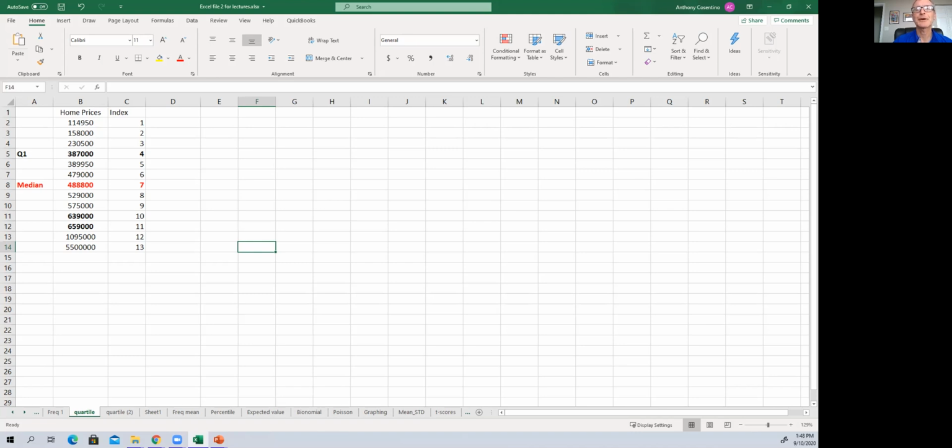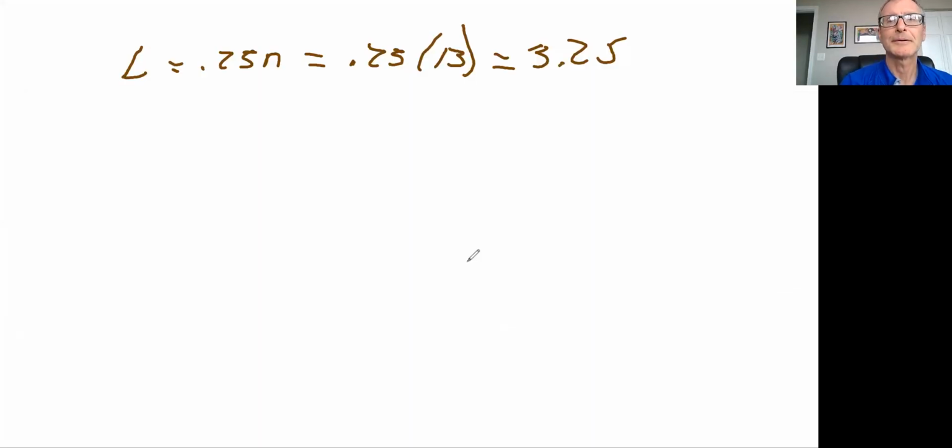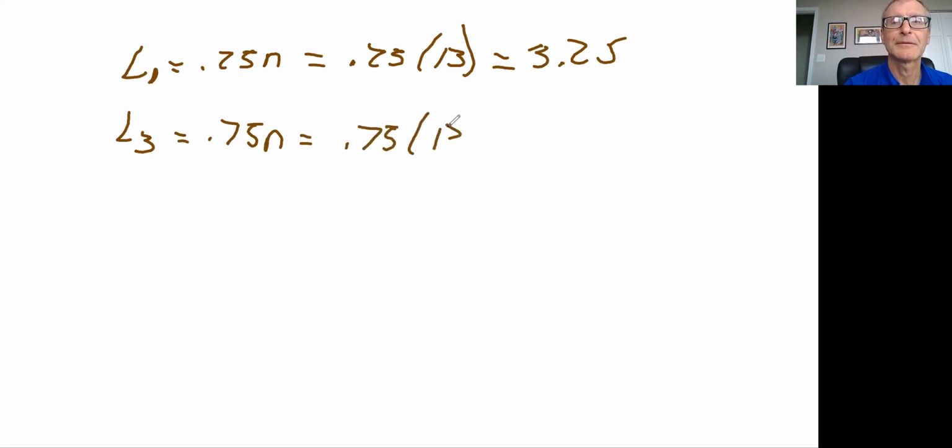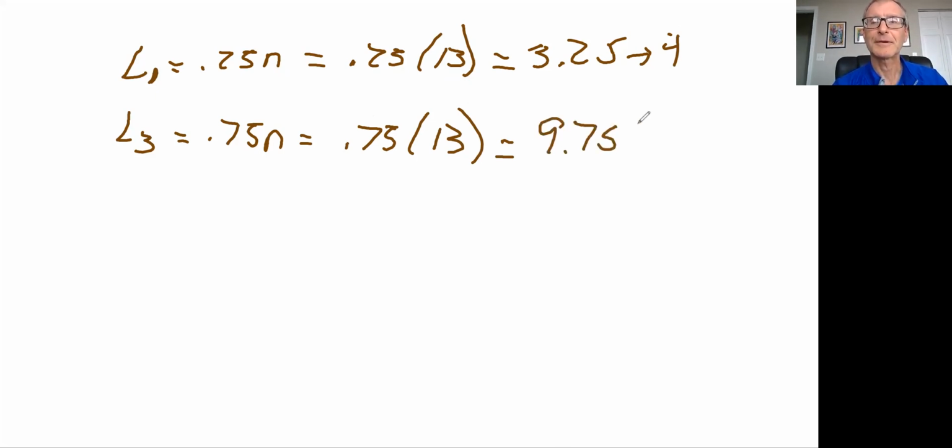So how do we get the last quartile? Well, instead of multiplying N by 0.25, as for quartile 1, we would multiply it by 0.75. And so we would have 0.75 times 13. That would be 9.75. And so you'd round it up to 10, since again, it's not a whole number.